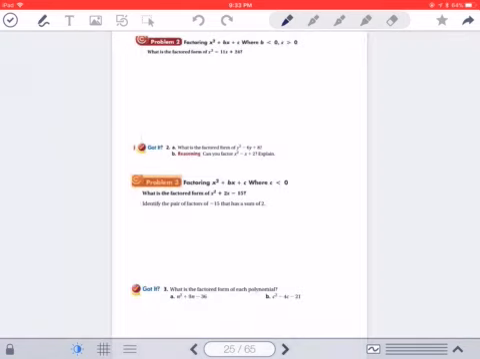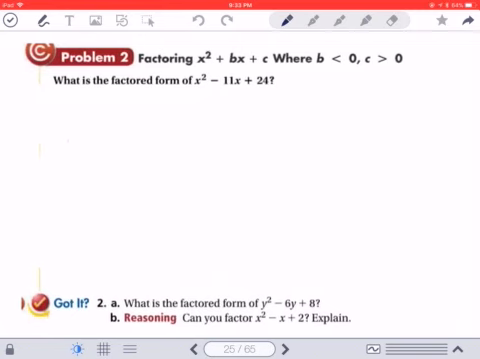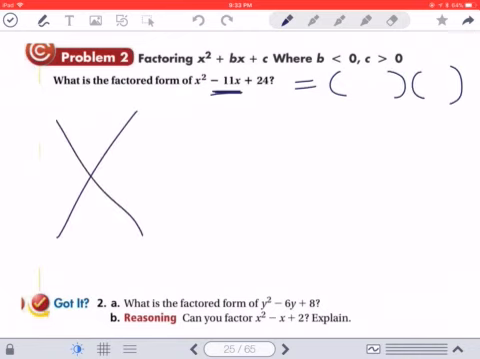Okay, moving on here. Problem number 2. What happens when you have a minus sign right here? Well, you can still do the same thing. So we want the factored form. I'm going to make an x, and I'm going to think to myself, what multiplies to 24 and adds to negative 11? Well, if they multiply to a positive and add to a negative, that means they both have to be negative. So this is going to be negative 8 and negative 3.